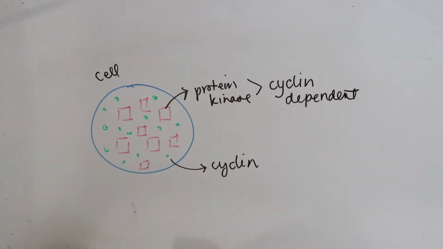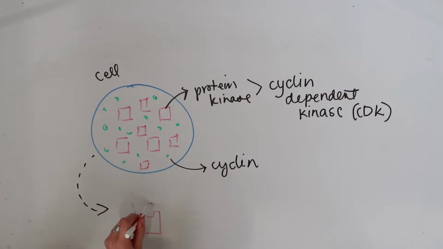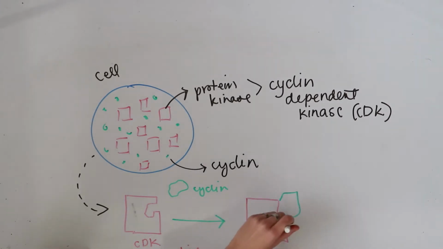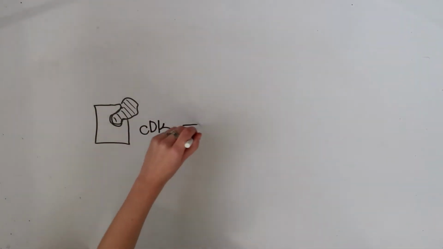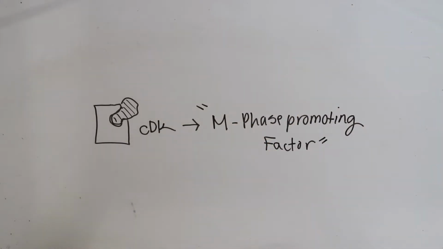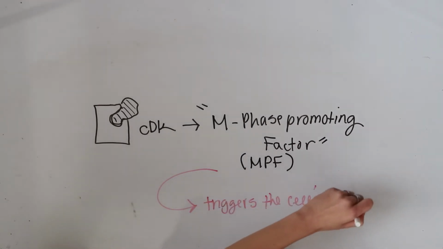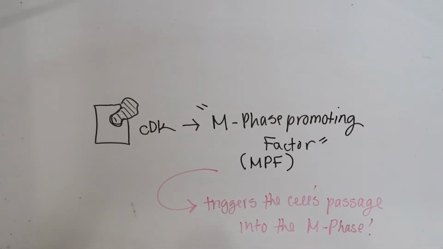Kinases, however, are in an inactive form. In fact, they are called cyclin-dependent kinases for a reason, because without the cyclin, the cyclin-dependent kinase is inactive. But once combined with the cyclin, the cell reaches a critical point in its growth, and it knows that it can begin dividing. The CDK complex can also be referred to as the M-phase promoting factor, or MPF, and it triggers the cell's passage into the M phase.